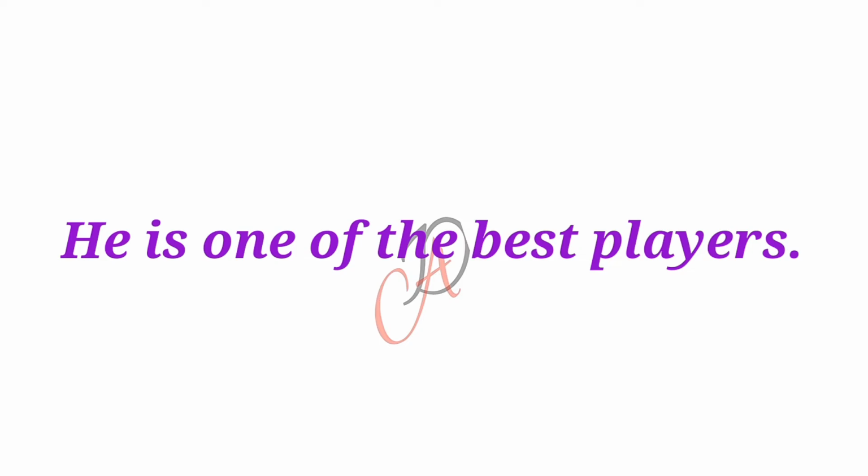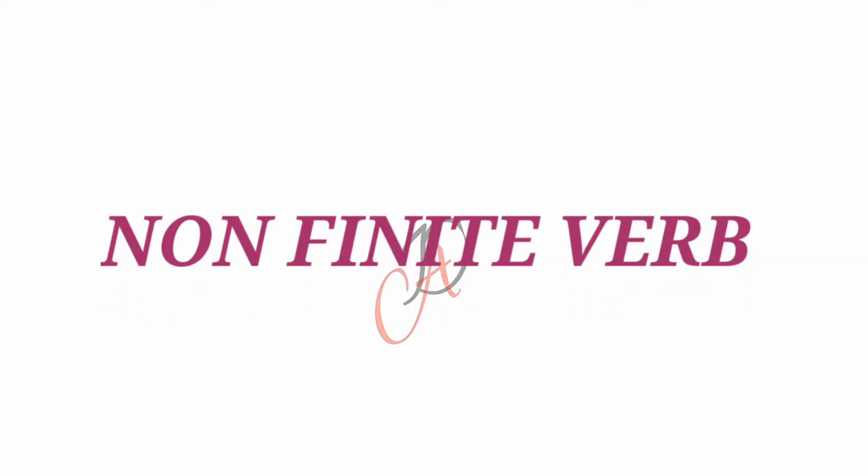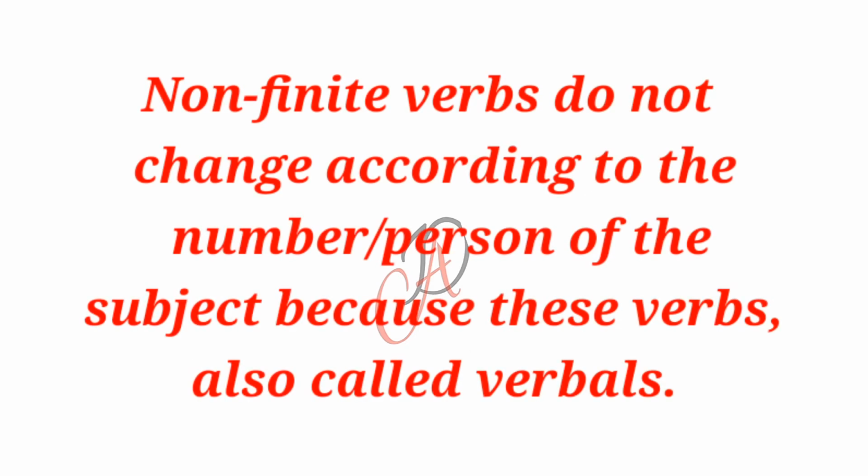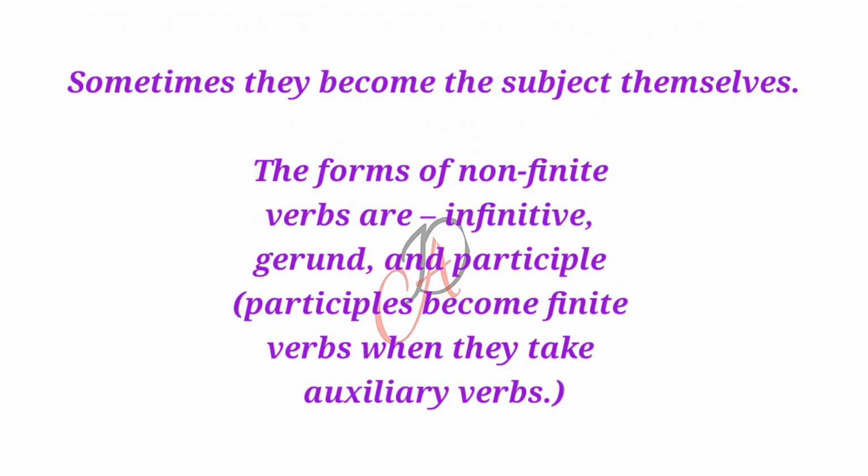Okay, the next type of verb is non-finite verb. These verbs are not actual verbs. They do not work as verbs in the sentence, rather, they work as nouns, adjectives, adverbs, etc. And these verbs do not change according to the number or person of the subject because these verbs are also called verbals. Sometimes they become the subject themselves. There are three forms of non-finite verbs. They are infinitive, gerund, and participle. A word of caution while using the participles: the participle becomes a finite verb when it takes auxiliary verbs.